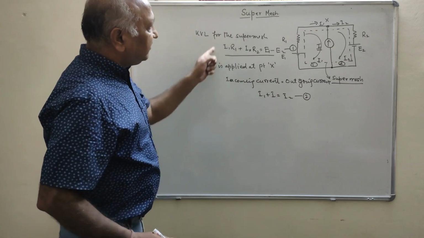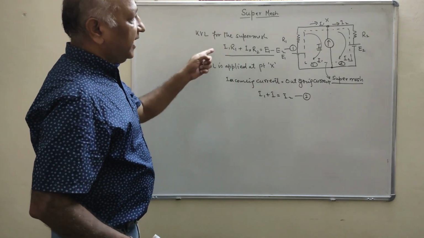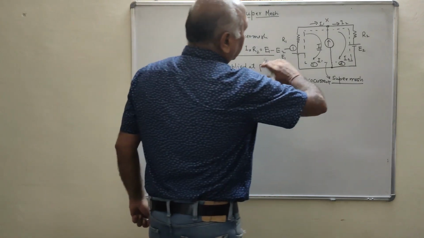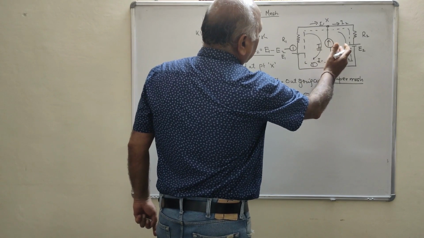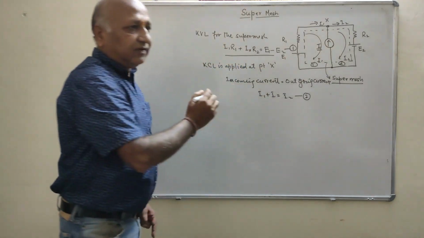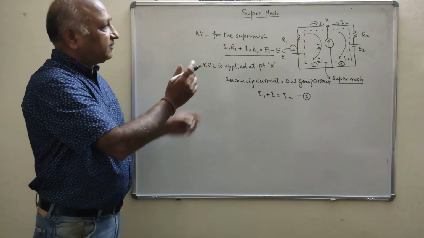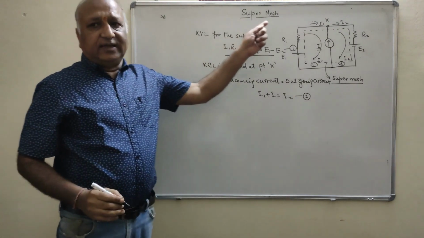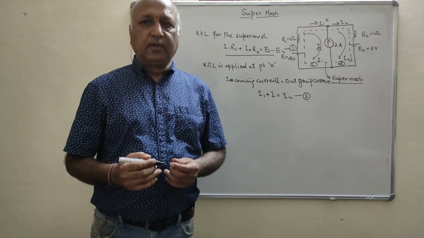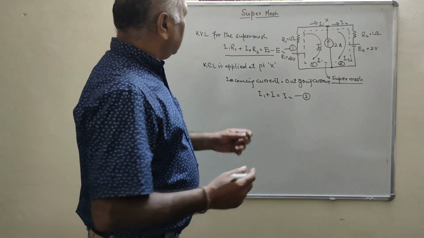So this is called the super mesh, because we cannot directly apply KVL in mesh 1 and mesh 2. Now we will solve with examples so we can clearly understand how to apply the super mesh.